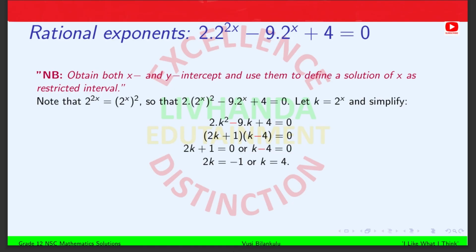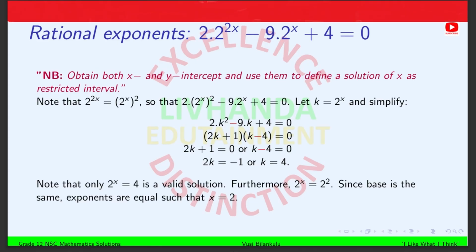This is factorized as 2k minus 1 times k minus 4. Therefore, k equals 1/2 or k equals 4. Note that only k equals 4 is a valid solution. Therefore, 2 to the power x equals 2 to the power 2. Since the base is the same, exponents are equal, such that x equals 2.